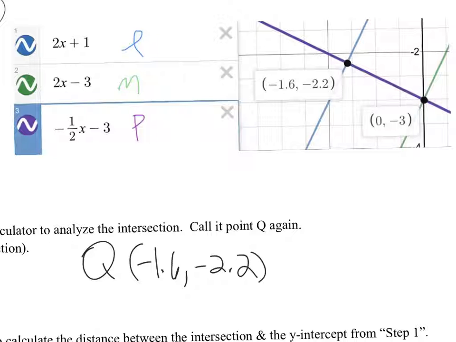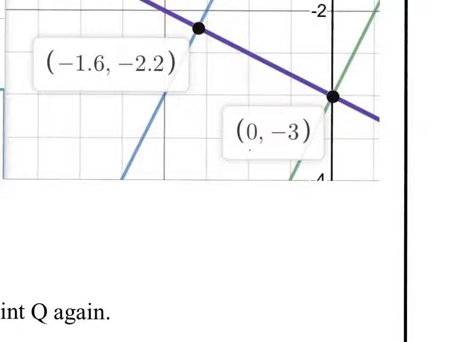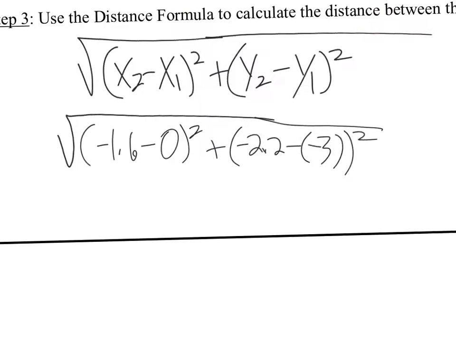It doesn't matter which one is x1, y1, which one's x2, y2, but I guess since this is my first point, I'll use this as x1, y1, and since I figured that out second, I'll use this as x2, y2, but it really doesn't matter. So my distance formula is x2 minus x1 squared plus y2 minus y1 squared. Add those two values together and then take the square root of it all.